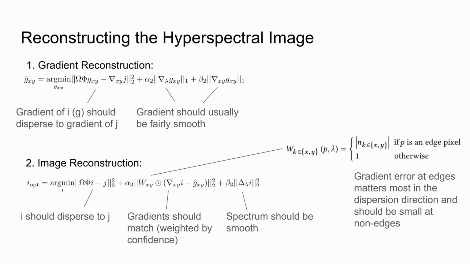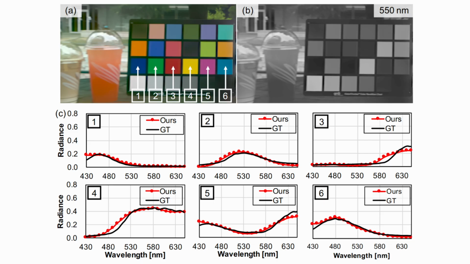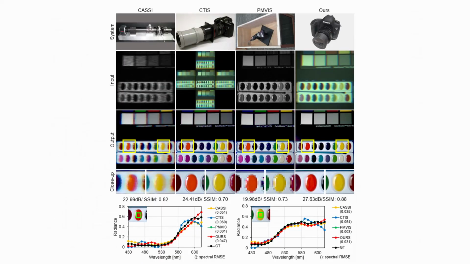The loss function for I opt incorporates information about the edges of the image to decide what information is relevant to the optimization. This is done with a confidence matrix, which assigns the confidence to each pixel, weighting the influences on the loss function. Observing the results, the reconstruction is quite close to the ground truth spectra of the image. Compared to other systems, the model also does quite well, with significantly higher spatial resolution than the other systems.